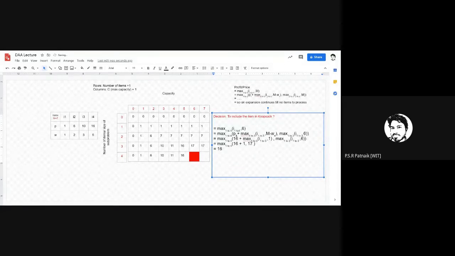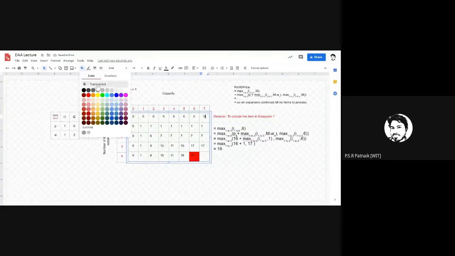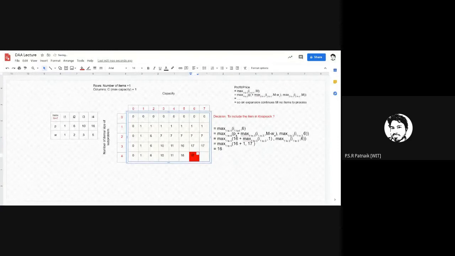17. So now if you take 17, what do you get here? What is the maximum here? I think it's till 17. Am I right? I hope you understood this. So 1, 2, 4, 6. How much? I think what is M? 6 minus 5. It will be 1.